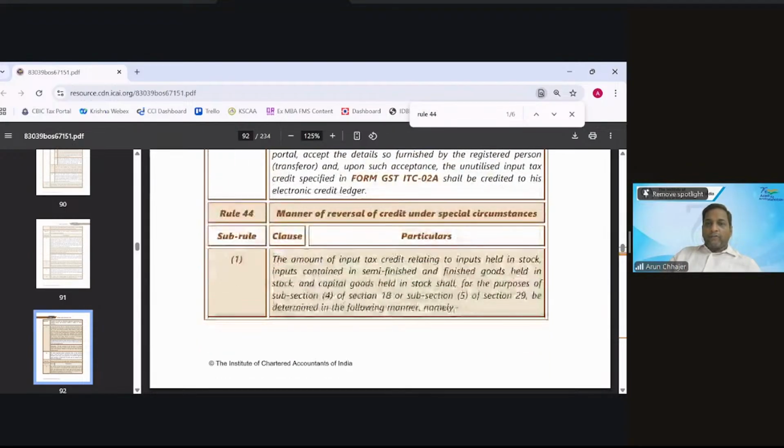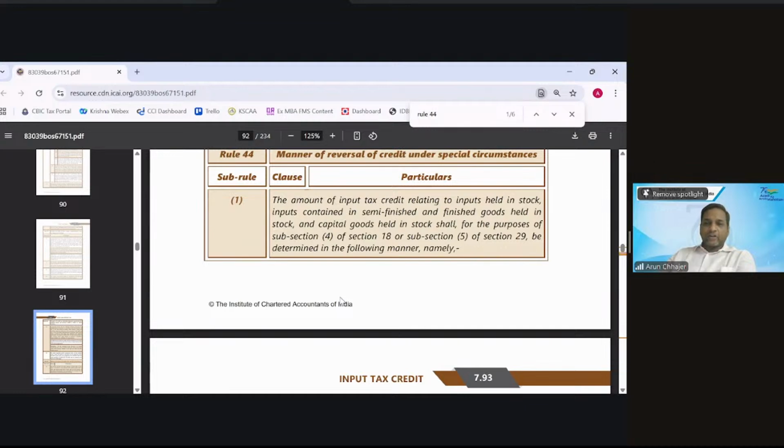Manner of reversal of the credit under special circumstances. This amount of the ITC relating to the input held in stock, contained in semi-finished goods and finished goods held in stock, and capital goods held in stock shall, for the purpose of 18.4 and 29.5. What was 18.4? Can anybody tell me 18.4? And what was the 29.5?